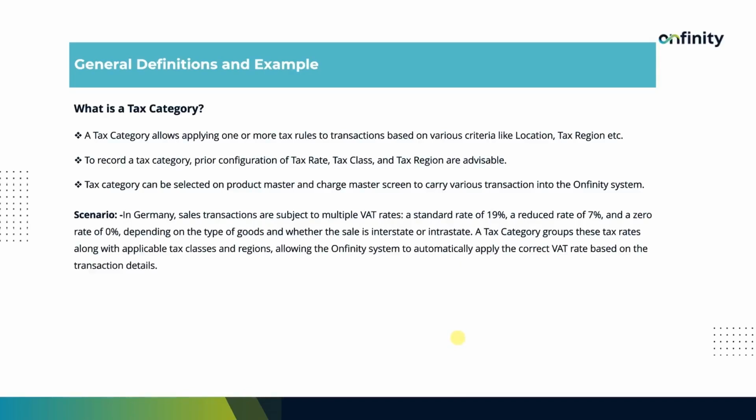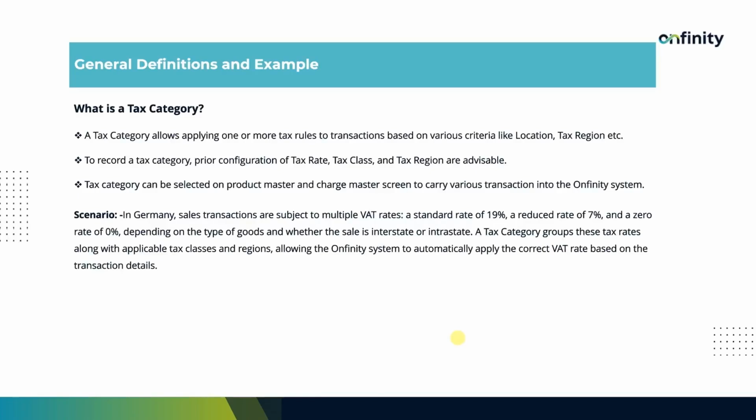To record a tax category, prior configuration of tax rate, tax class, and tax region are advisable. We will talk about them one by one in the same session. A tax category can be selected on the Product Master and Charge Master screen to carry out various transactions in the Onfinity system. Consider this scenario.